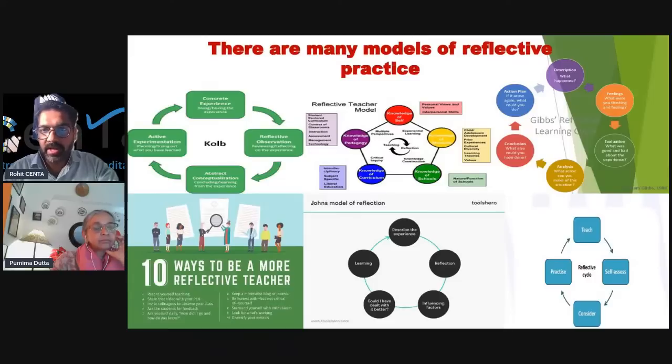She is asking, can reflection also help to improve the behavior of students? Yes, very much so. Thank you, Jaspreet, for asking that question.